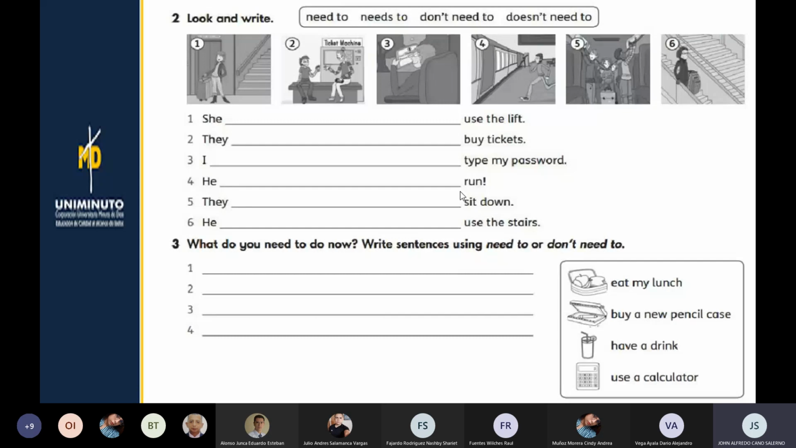¿Ok? Questions? ¿En el tercero? Sí, en el tercero. Ok. Entonces, ¿qué necesitas hacer ahora? Y vas a colocar expresiones con need to, necesito, o don't need to, no necesito. Puedes utilizar esos que están acá, pero no necesariamente tienen que ser esos. Las imágenes. ¿Ok? Questions?